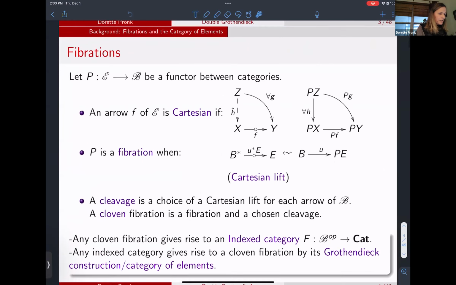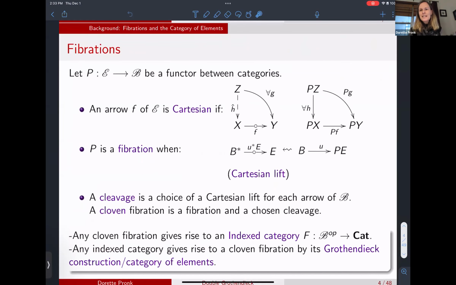I also want to quickly review fibrations because I need one piece of information there. A fibration, as we've talked about earlier this week, always has a cleavage because we have these Cartesian arrows and we can make a choice. A cloven fibration would be a fibration with a cleavage, and a cloven fibration will give me an index category. And coming back with the Grothendieck construction, we do get a natural canonical cleavage coming with that.